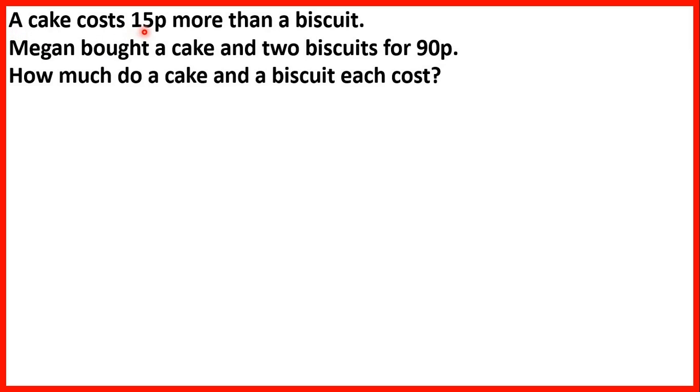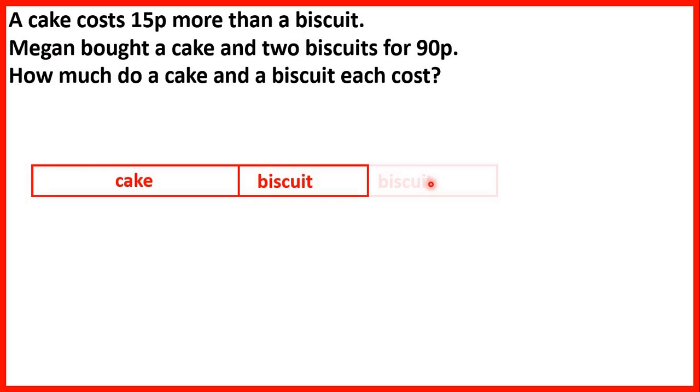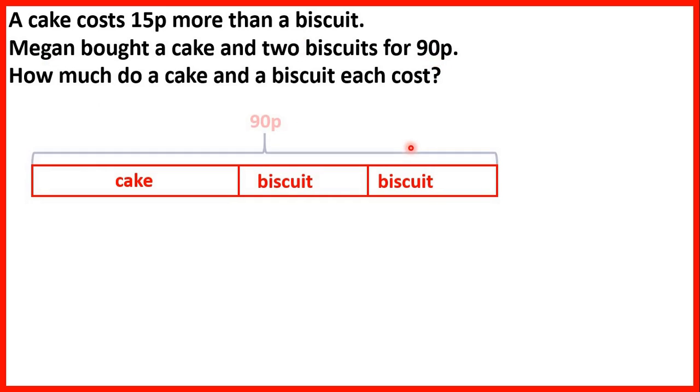A cake costs 15p more than a biscuit. Megan bought a cake and 2 biscuits for 90p. How much do a cake and a biscuit cost? So for this question, we can either use trial and improvement, or we can draw a bar model. We know that Megan bought a cake and 2 biscuits, and that cost 90p altogether.